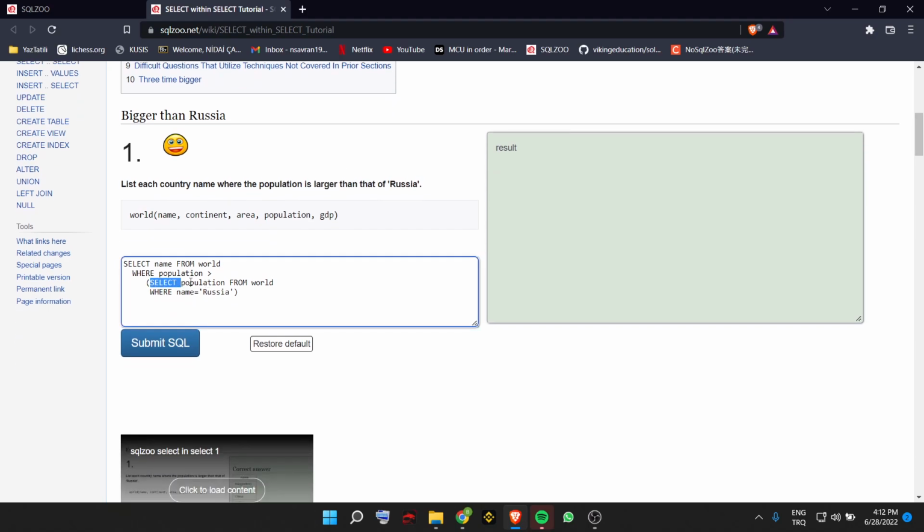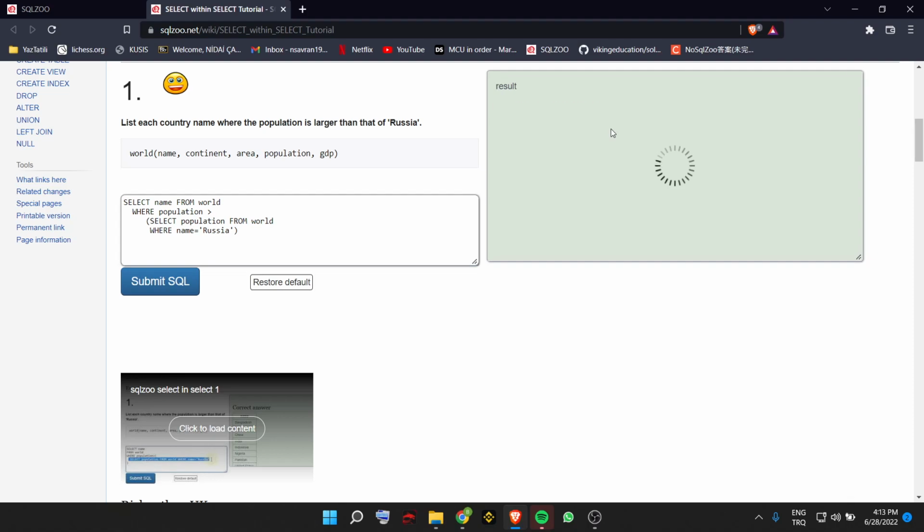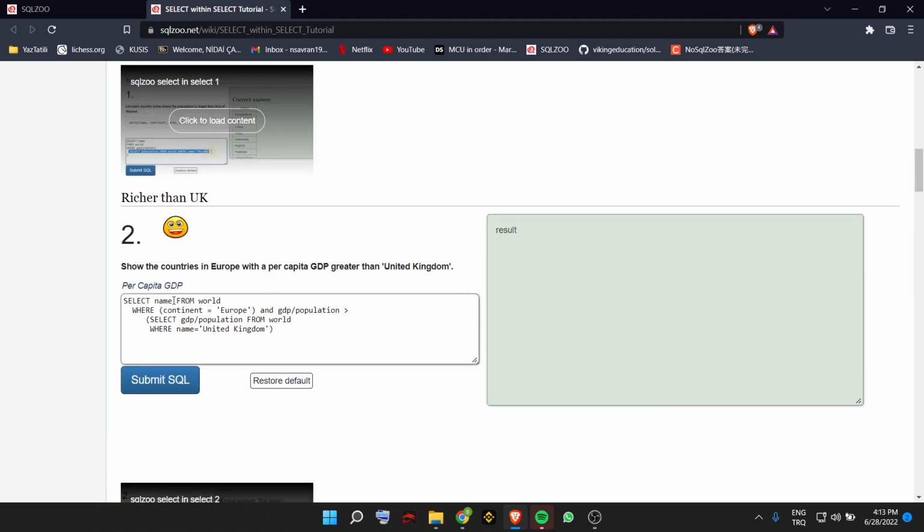First, I get the population of Russia like this. Then I will pick the names where the population is bigger than that population. If you want to write queries inside queries, you should put these brackets between them. Let's see, it works.